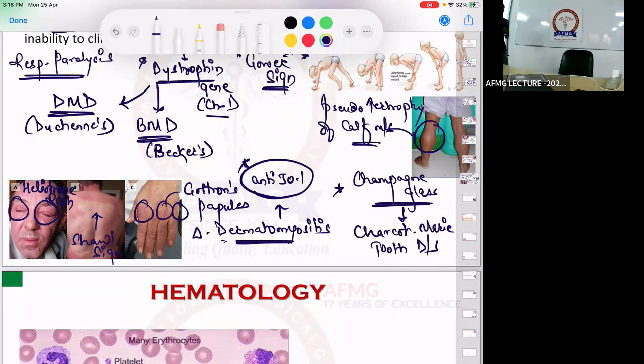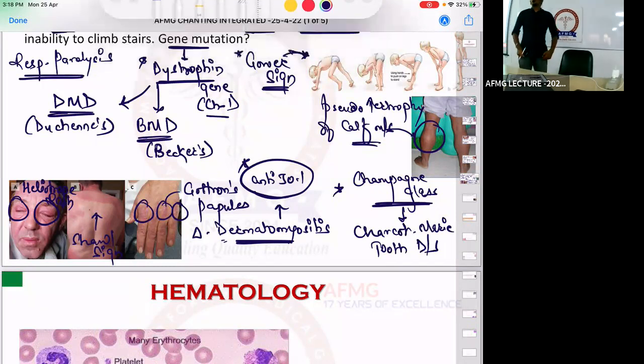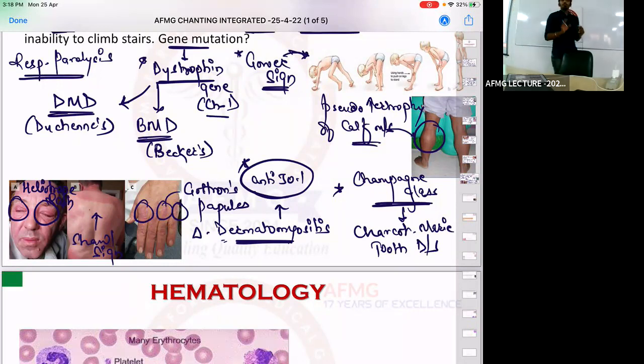Strawberry gallbladder is seen in cholesterosis. Cholesterosis of gallbladder. No issues with this. Strawberry or mulberry like nasal mass is seen in rhinosporidiosis.